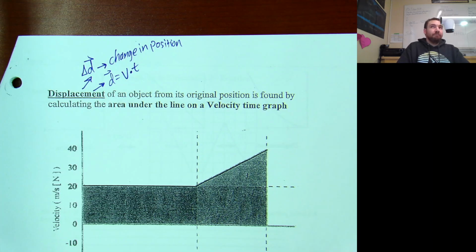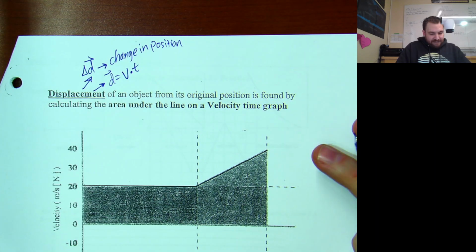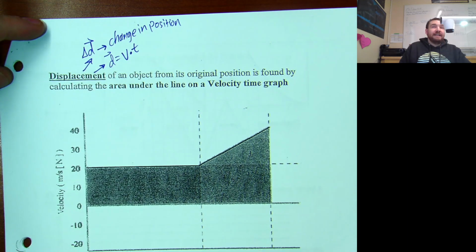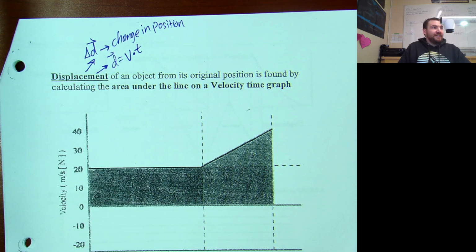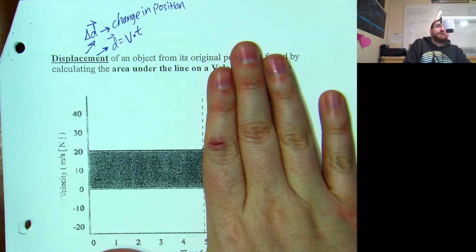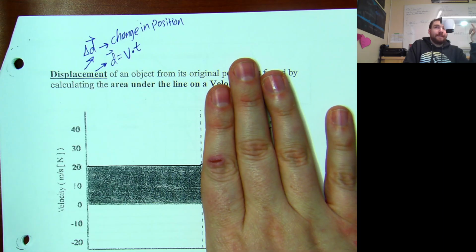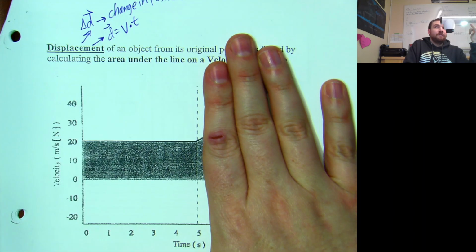Well, isn't that interesting? What if I didn't give you any data for something, I just gave you a graph and I said, let's find the displacement. What's happening here in this first chunk on the graph? We're going at a constant 20 meters per second for how long? For 5 seconds.